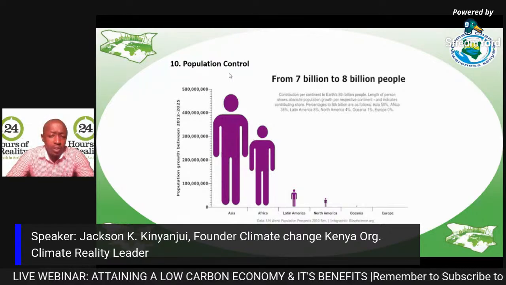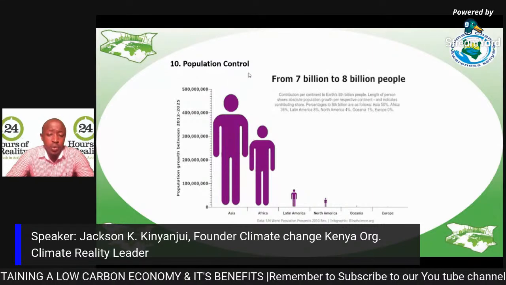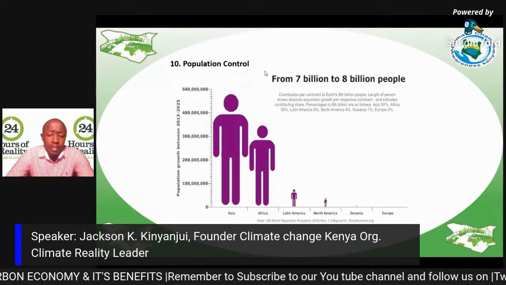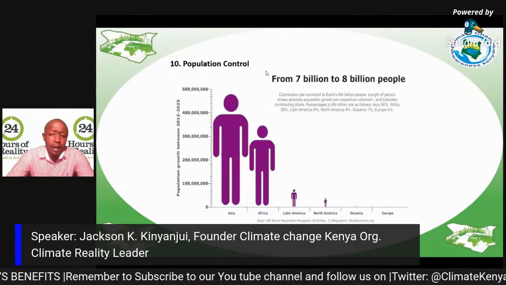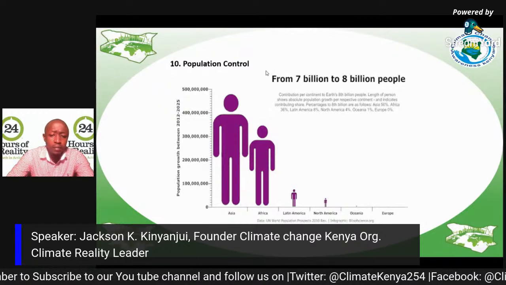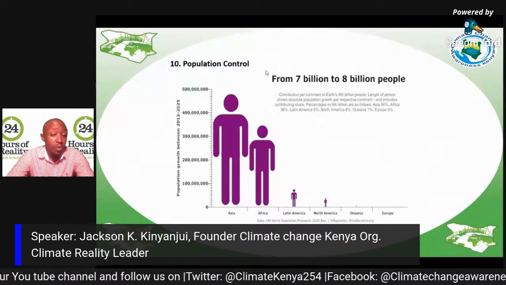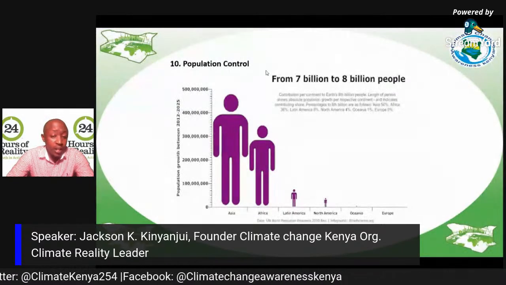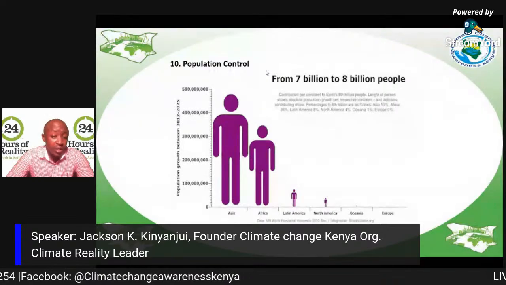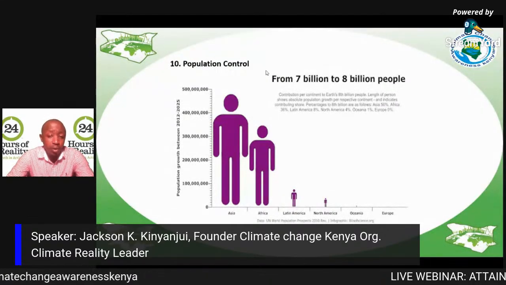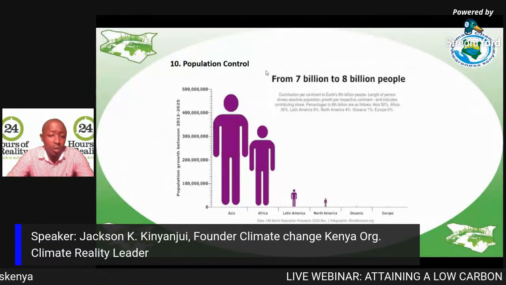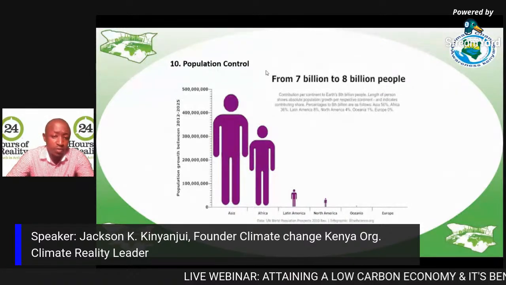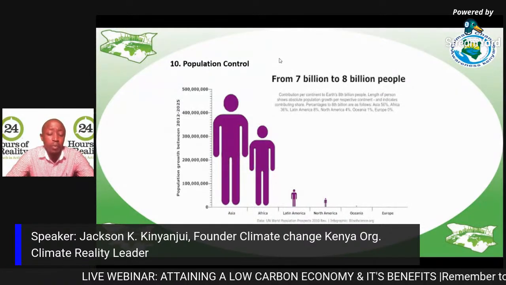And encroachment of these forested areas will return us a few steps behind from the steps we are taking in terms of increasing our forested areas. Once you cut down these trees, you are releasing the carbon that had been sequestered and stored in these trees into the atmosphere. And this comes as a result of population increase.